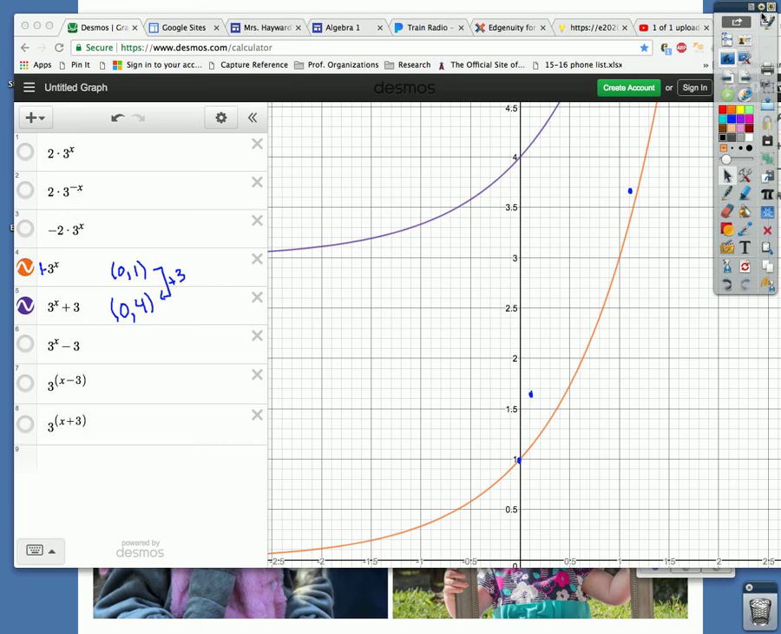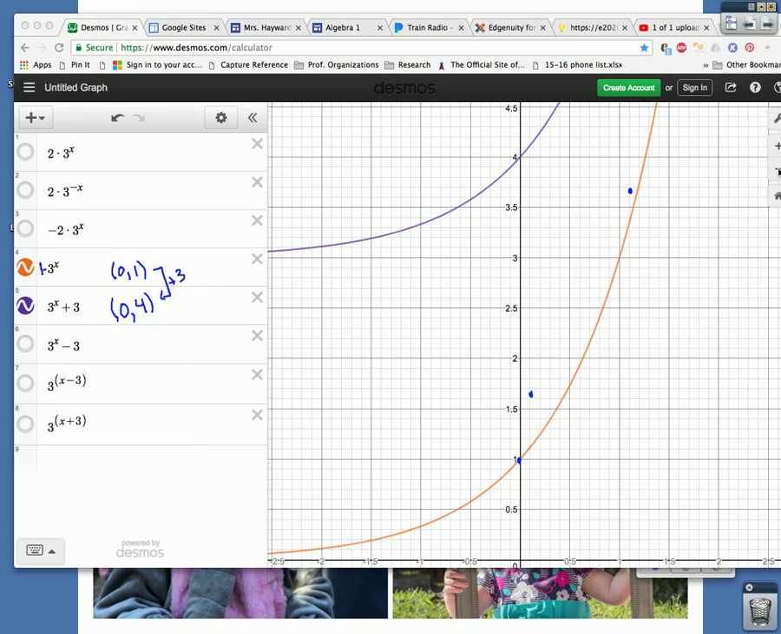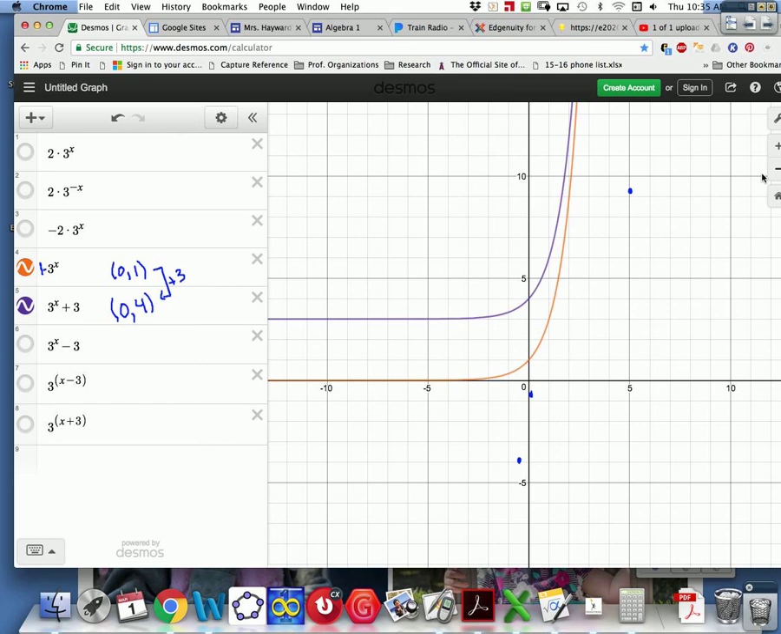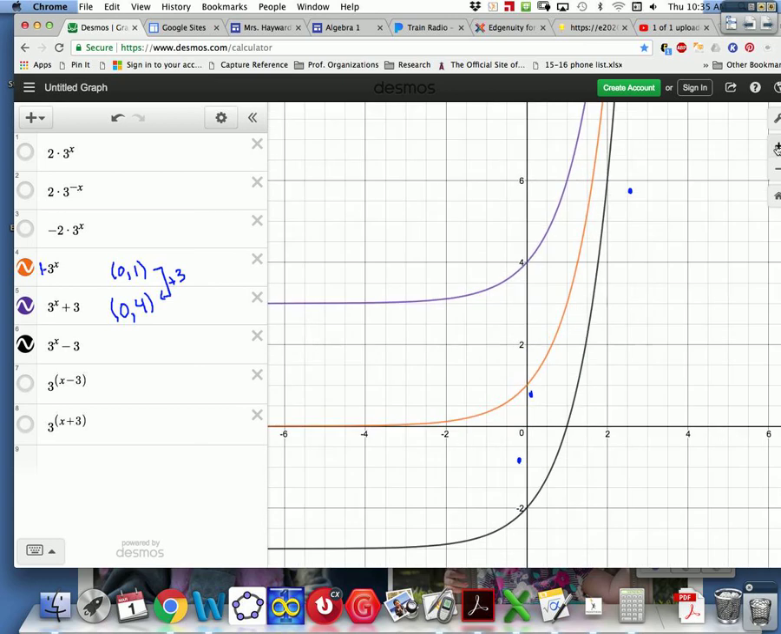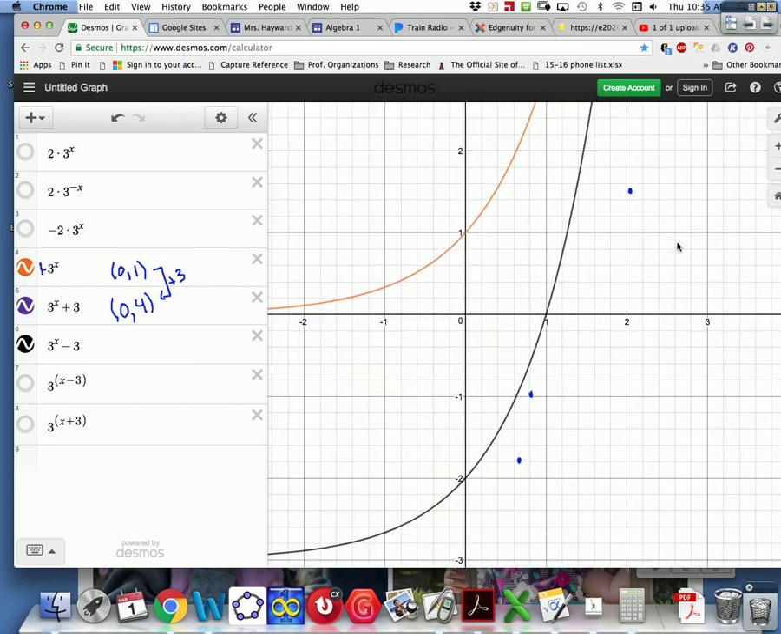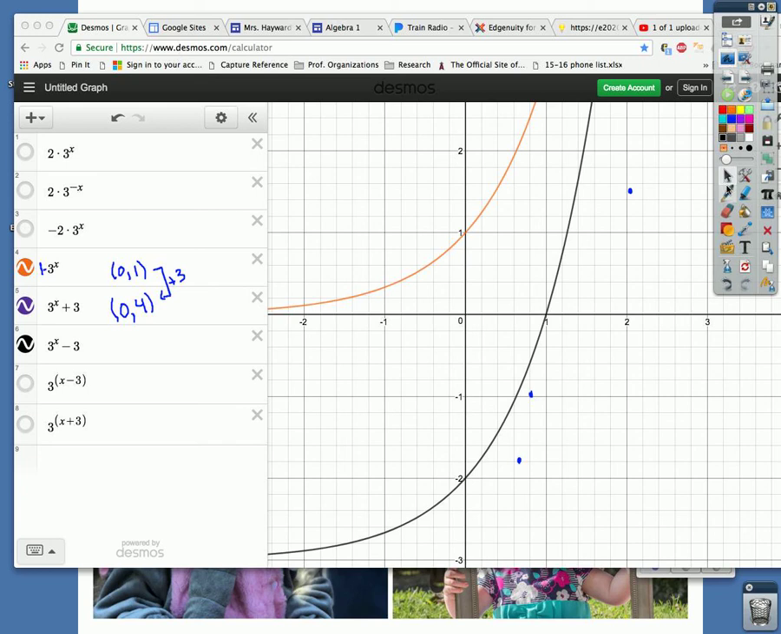So if you're thinking, well, what happens when it goes down? It goes down when we make it a minus 3. On that one, it started at 1, and now it went down 3. So now it's at (0, -2), because from here that's 1, 2, 3.